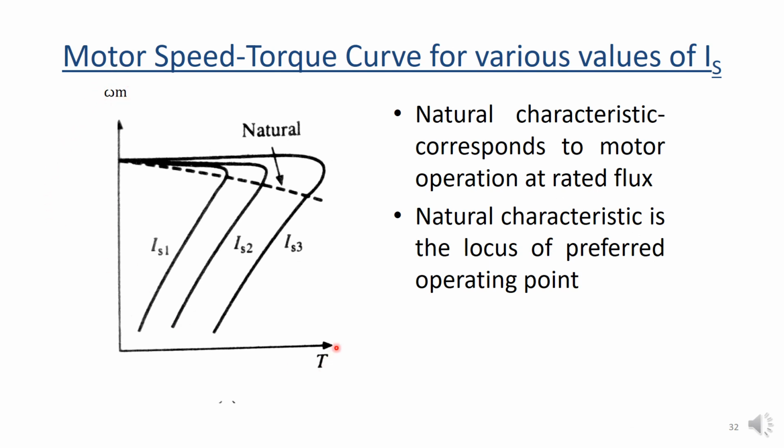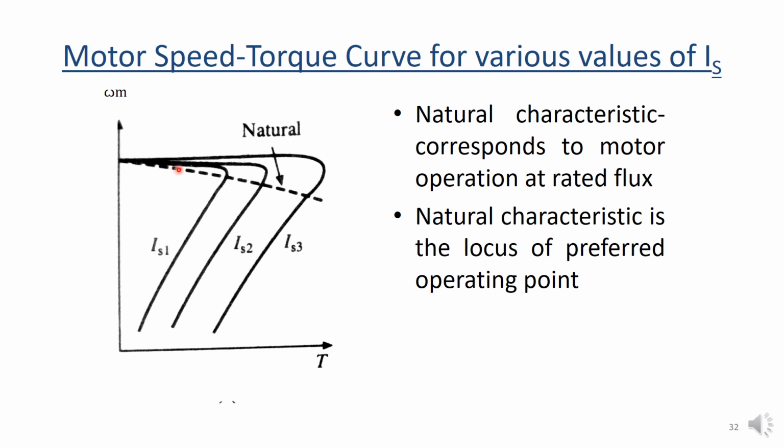So you can see this is the speed torque characteristic. This curve shows different values of stator current, here IS1, IS2, IS3. The dotted line shows the natural curve, which corresponds to motor operation at rated flux. So this natural characteristic is the locus of preferred operating points.